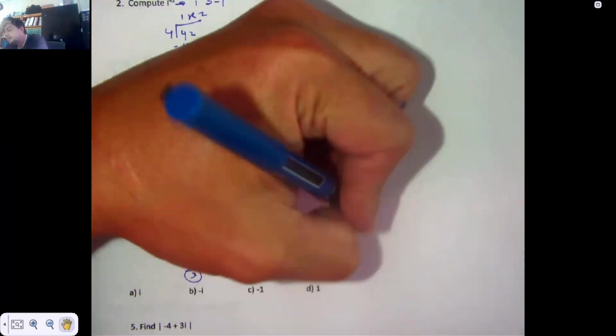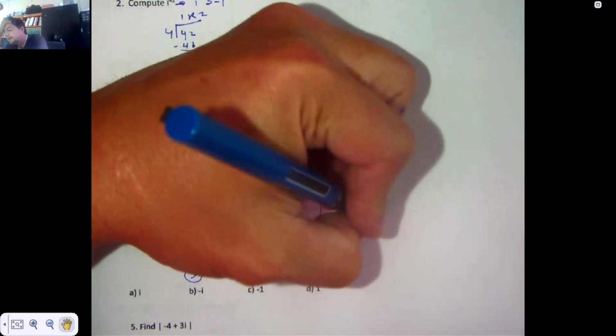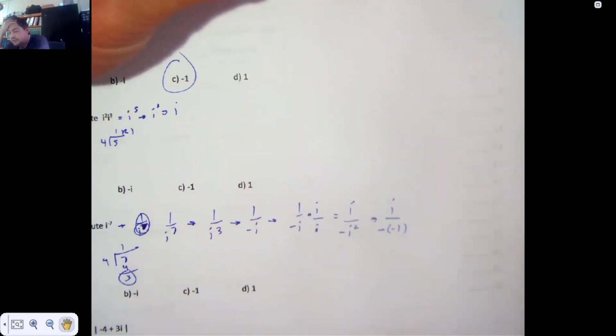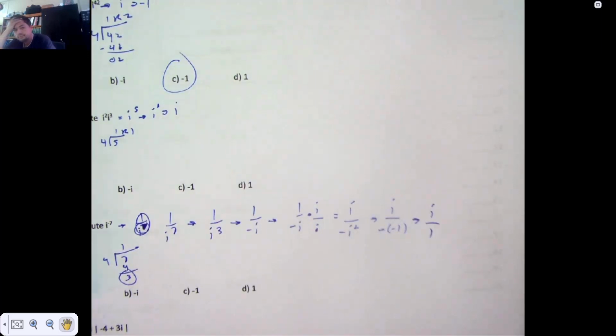I fix that by multiplying the numerator and denominator by an i. So I will have 1 times i in the numerator, which is i. I will have -i squared in the denominator. I know that i squared is -1, and a -1 times a -1 is just 1. So i over 1, i is my choice.